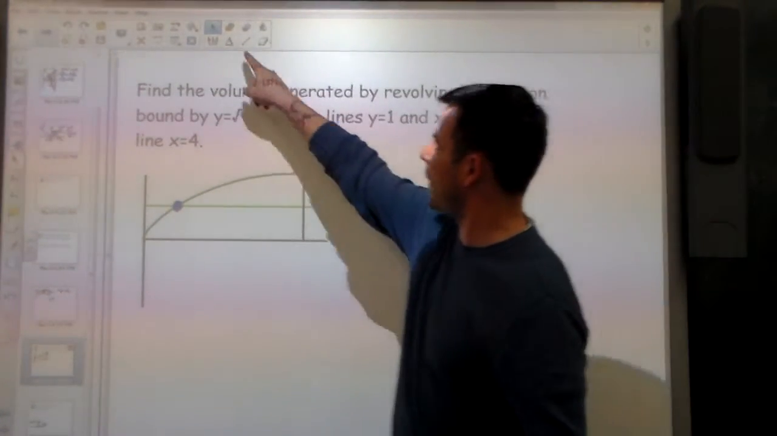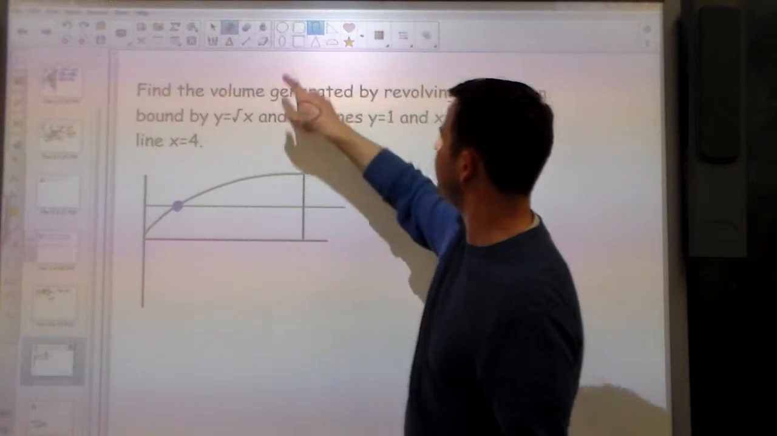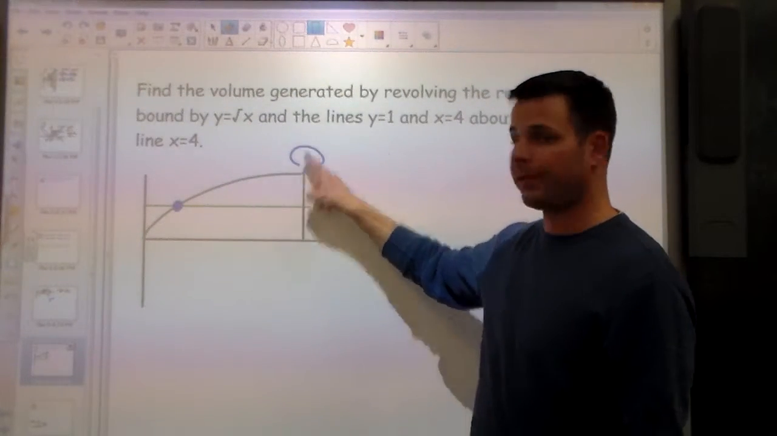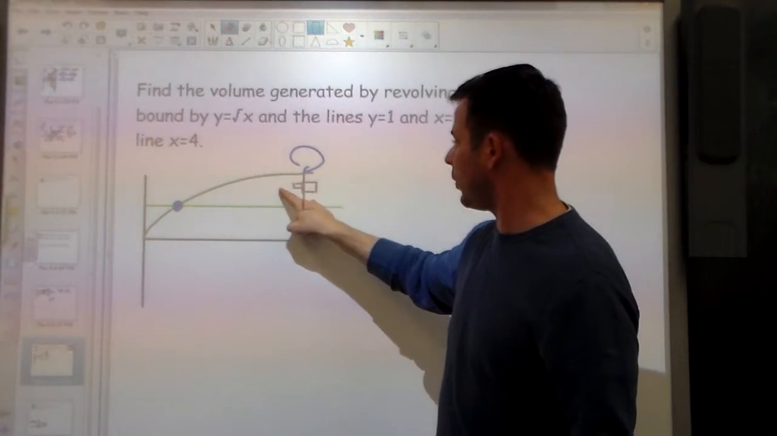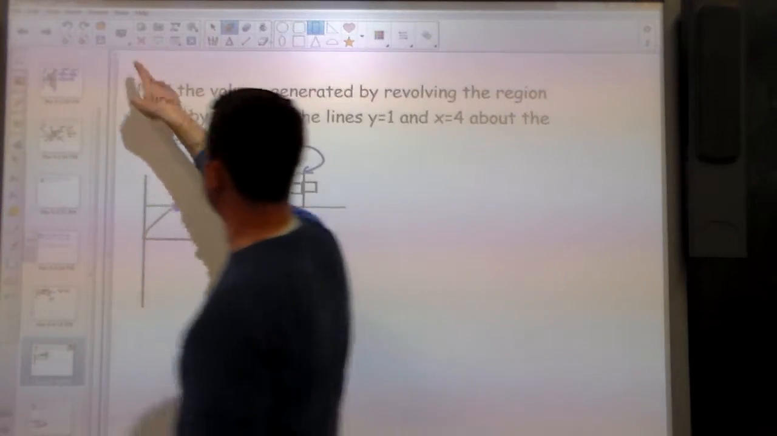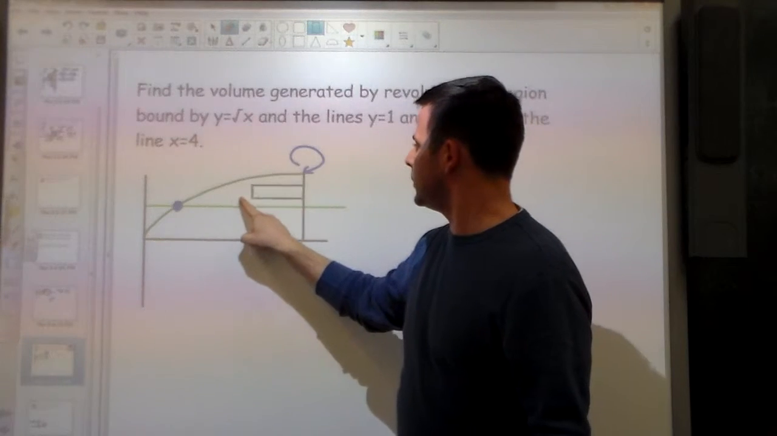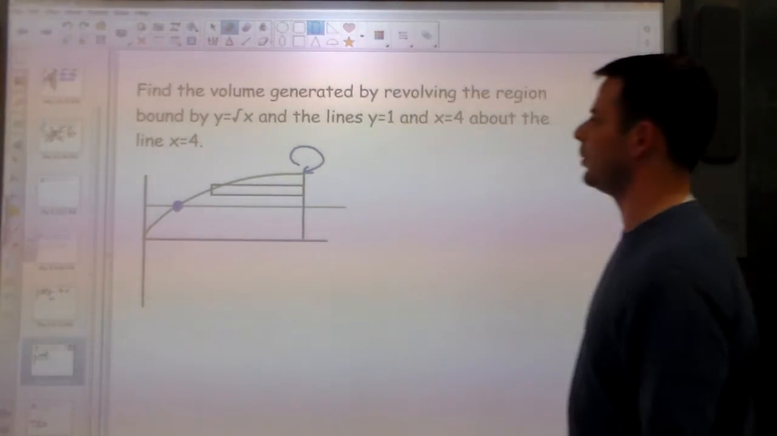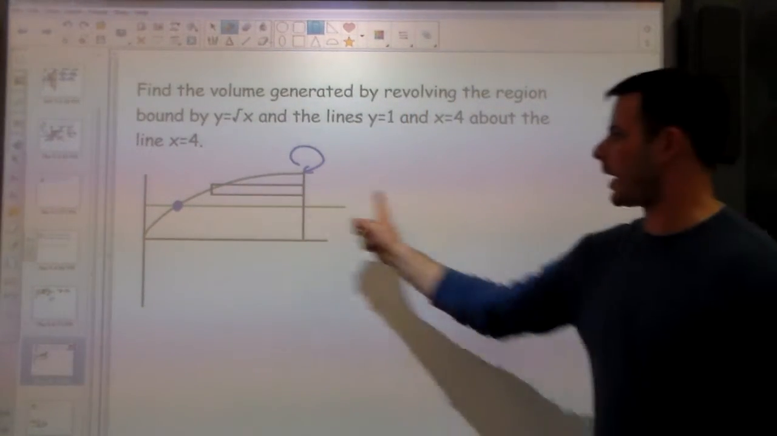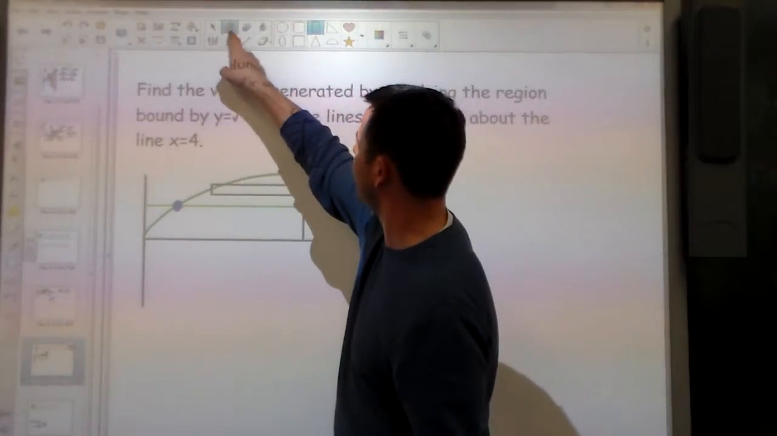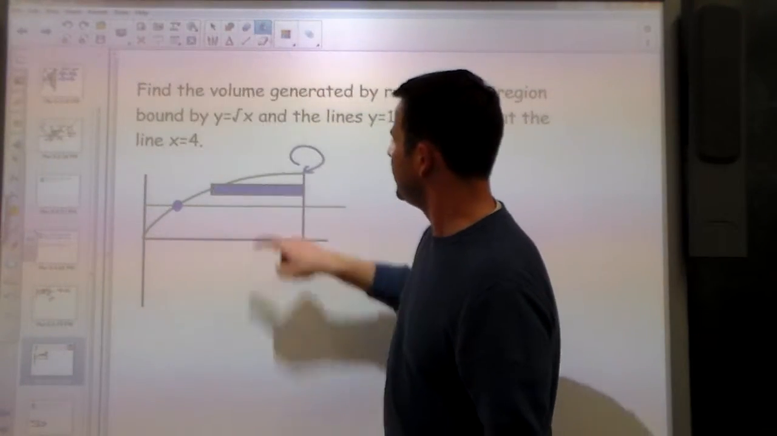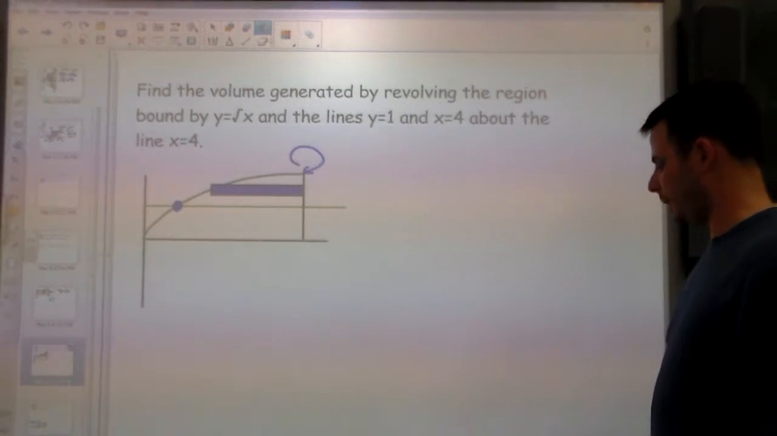Let's draw a representative rectangle of the region that will be revolved. Start from your line of revolution and trace it over to the curve. So here's our region that we're going to be revolving about the line x equals 4, and we'll color that in to help it pop.